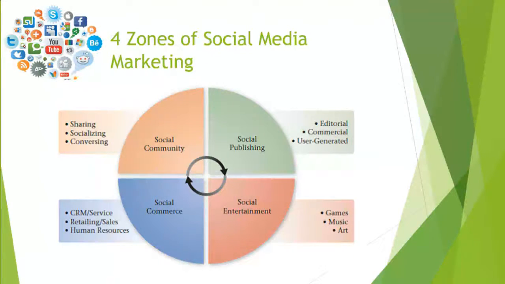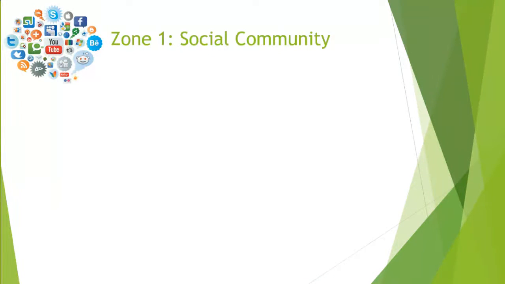They've put together this model of 4 zones, and we're going to break out the next couple of chapters and modules to look at some of these zones, starting with social community. We will get into social publishing as we move into future modules, and we'll touch on social commerce and social entertainment in this course as well. There's an article that you need to read in the module that gives a little background framework on the 4 zones of social media marketing and explains in depth each of the 4 zones. But let's focus today on social community.